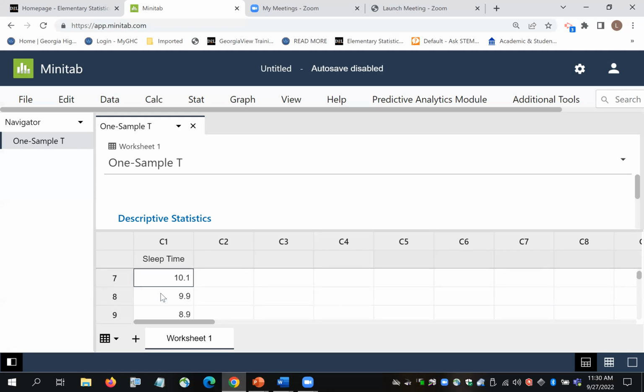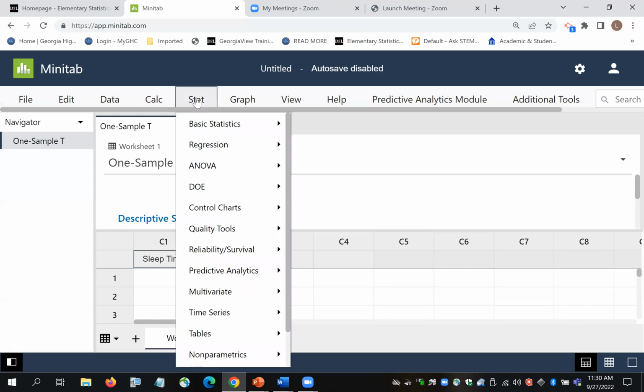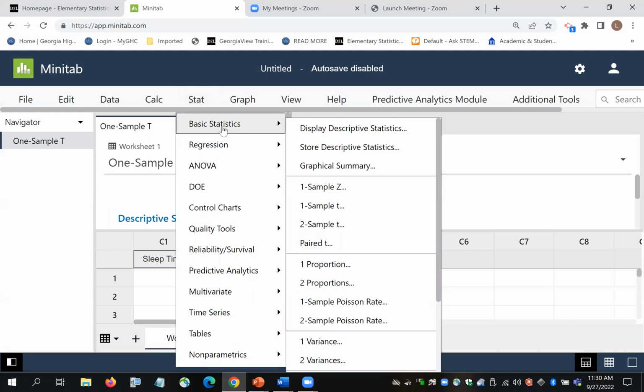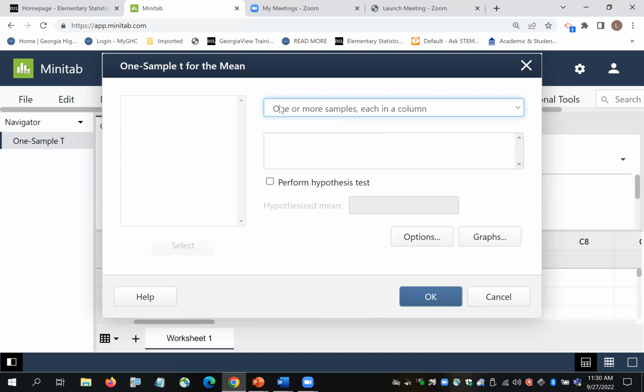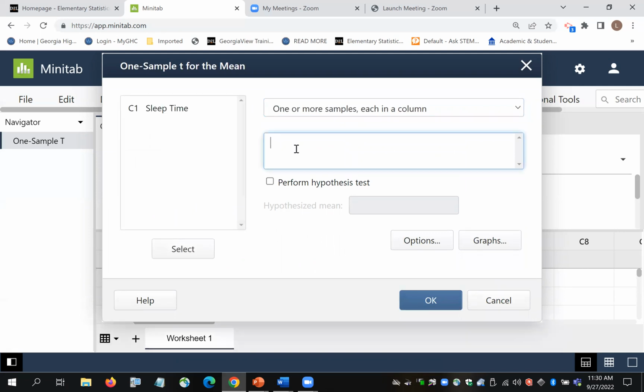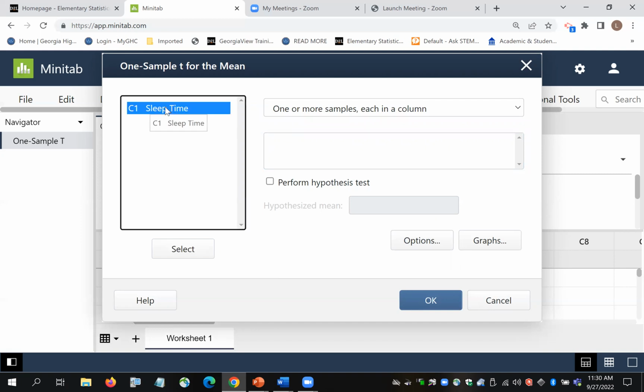I can double check, kind of skim through, make sure I didn't enter something wonky. Okay, so now I have the raw data, not the summarized statistics. So I go to Stat, Basic Statistics, 1 Sample T, but I have 1 or more samples in each column. I don't have the summarized data, which is my sleep time.